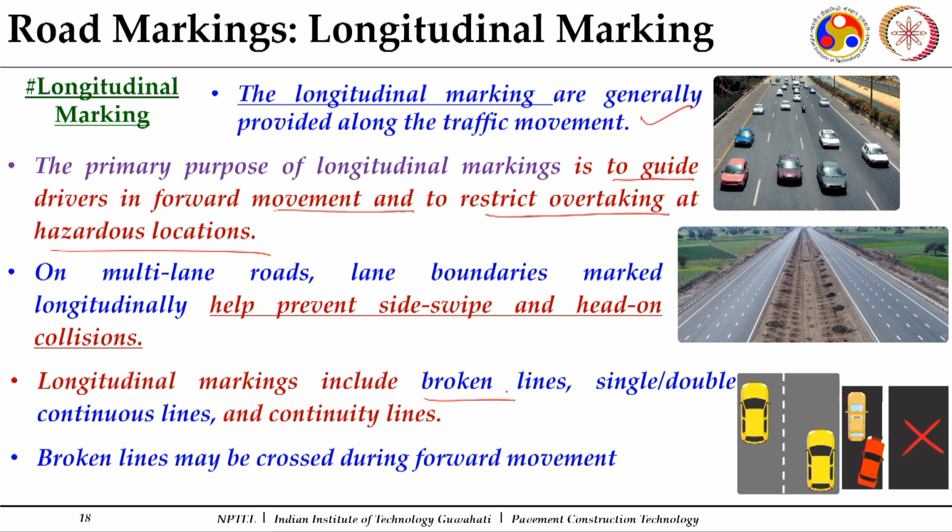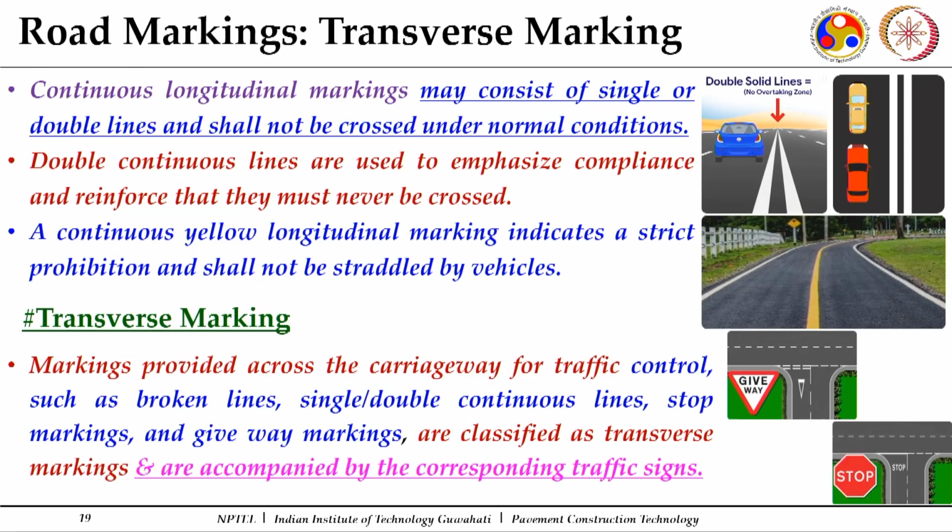Longitudinal markings again include broken lines, single and double continuous lines and continuity lines, like we have on the edges. Continuous lines are there to mark the pavement edges. Broken lines may be crossed during forward movement, because if overtaking has to happen, you can see that the broken lines will be crossed. Then there may be continuous lines, which may be single or double. Continuous longitudinal markings consisting of single and double lines mean they should not be crossed under normal conditions.